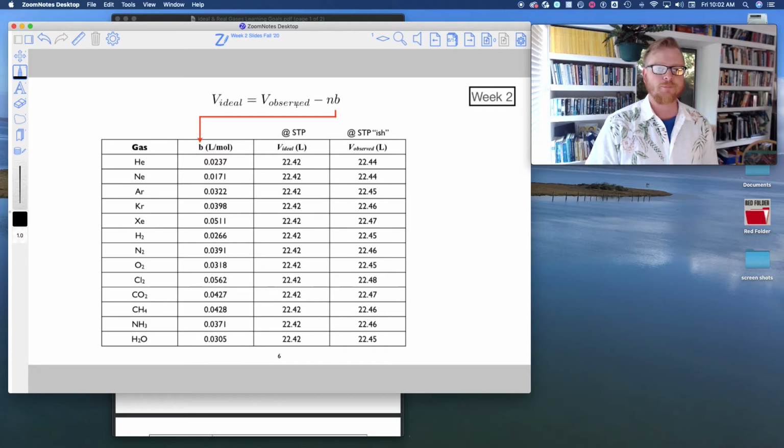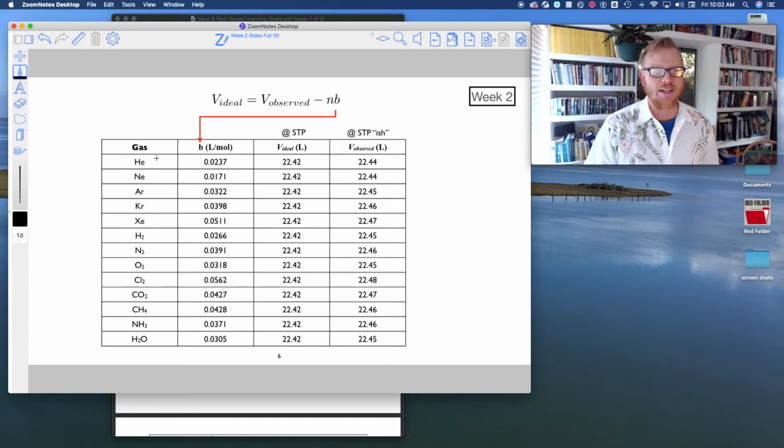All right? And so you notice in all of the observed volumes, they're just slightly bigger than the ideal volume, right? Because the molecules themselves are taking up space, okay? And so that's what that B term gives us. And it's kind of hard to distinguish a trend here with these molecules, but certainly if you go through the noble gases, you can see the periodic trend almost perfectly.